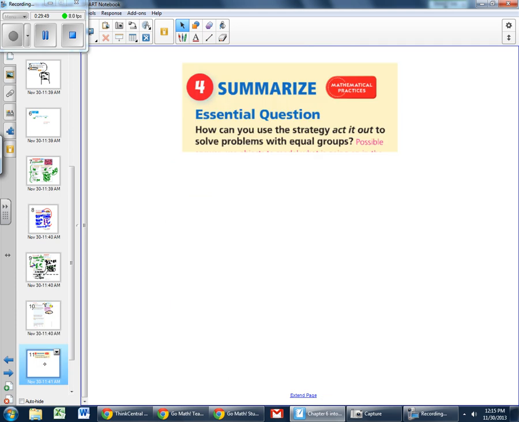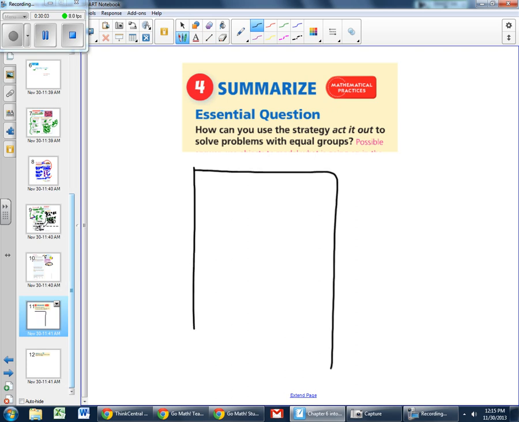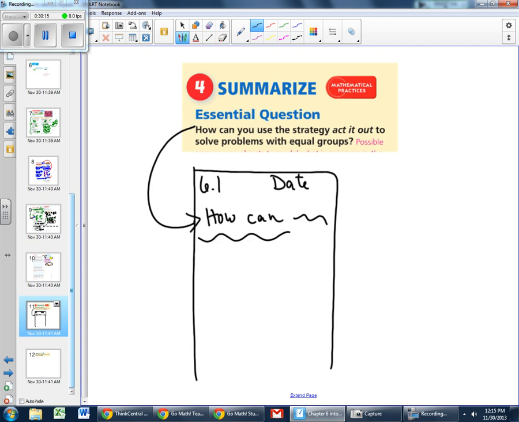When you're done with that, you're going on to the essential question I want you to answer. We talked about it at the beginning of the lesson. It says, how can you use the strategy act it out to solve a problem with equal groups? This is going into your math journal. Find a new page. This is lesson 6.1. Copy this onto here. Okay, keep copying it. And then in complete sentences, say, I can use the strategy act it out to solve a problem with equal groups, and tell me how.